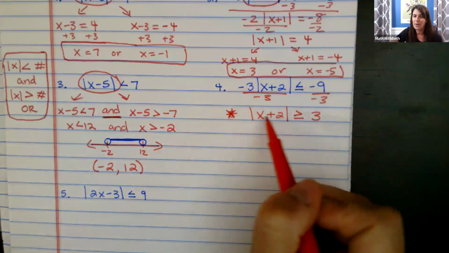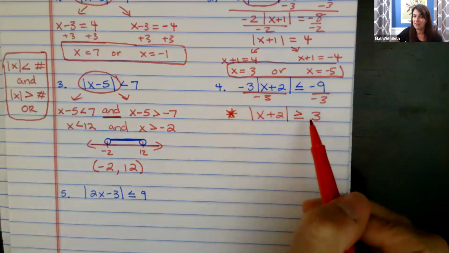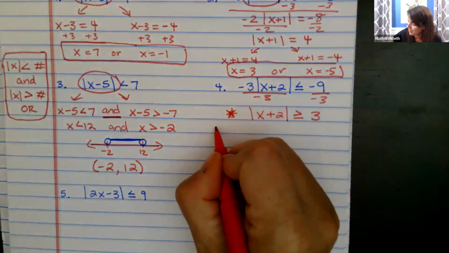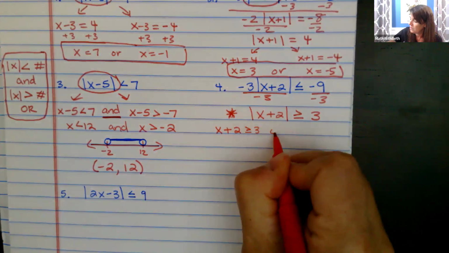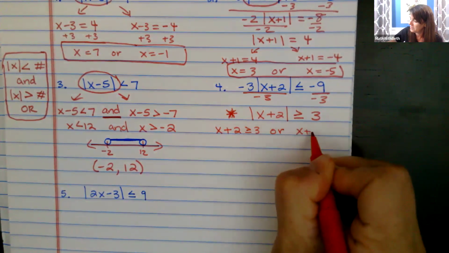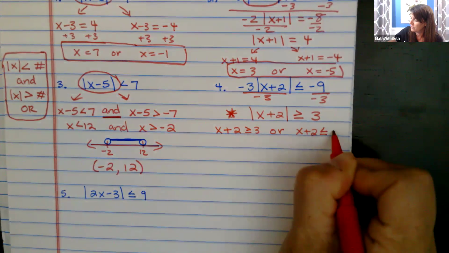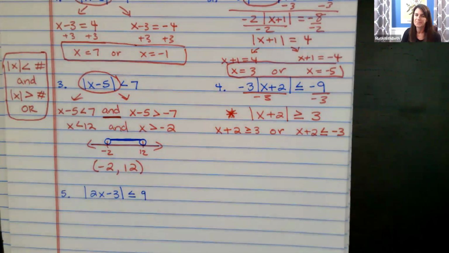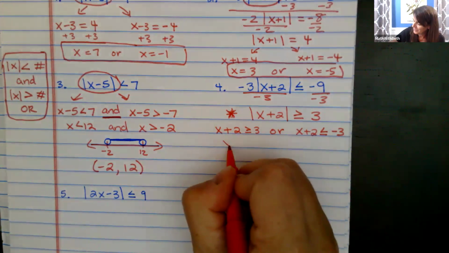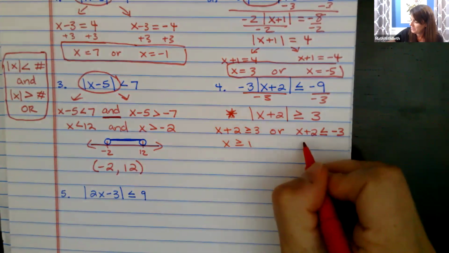So now that my problem's starting with a greater than, this is going to become an or problem. So I'm going to say x plus 2 is greater than or equal to 3, or x plus 2 is less than or equal to -3. So remember, you flip this and change the sign. Subtract 2. Subtract 2.